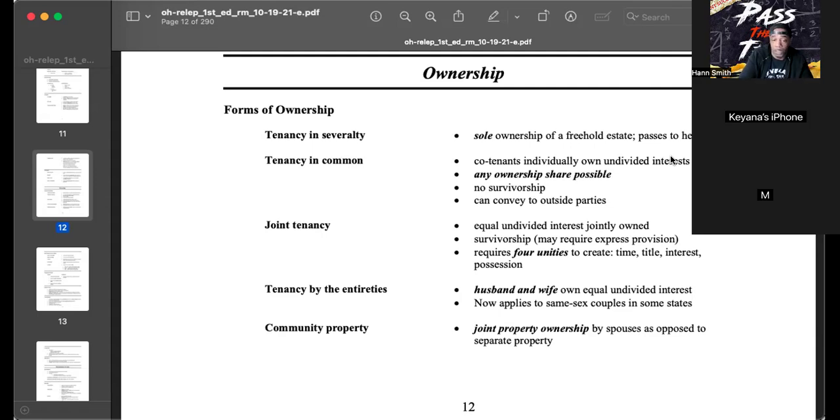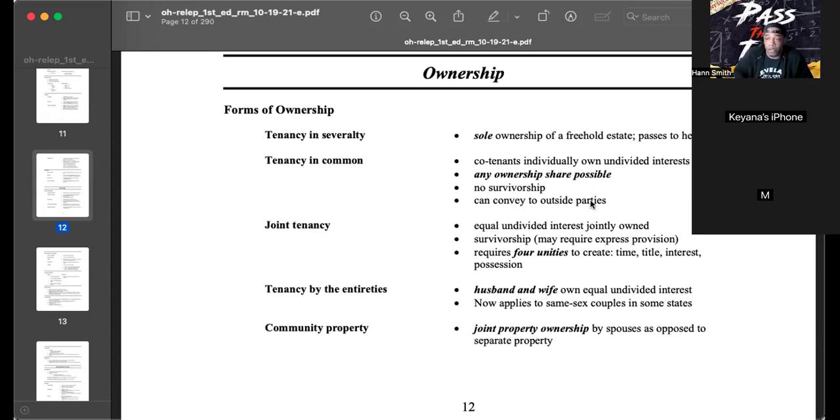Their interest passes on to the family. It doesn't go to the other shareholders. That's another key point with tenancy in common: no survivorship and any shares possible is what they're going to test you on. Those two things right there, you've got to know. And obviously, they should be able to convey to outside parties.